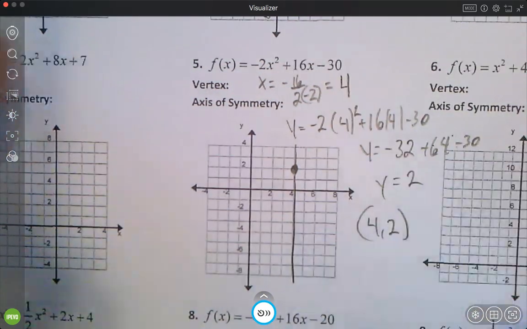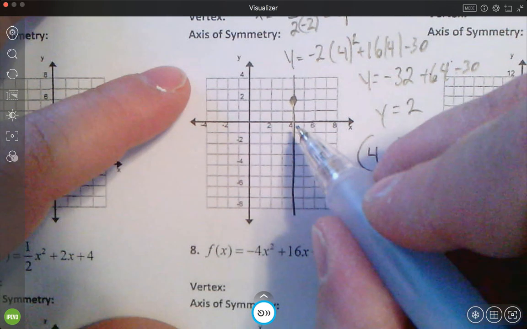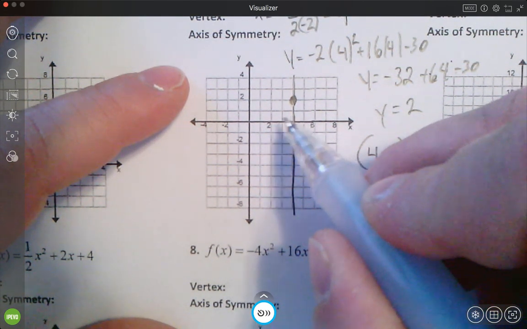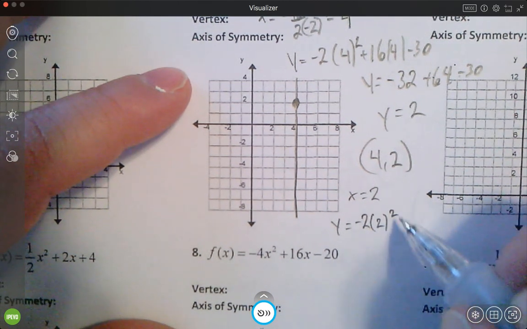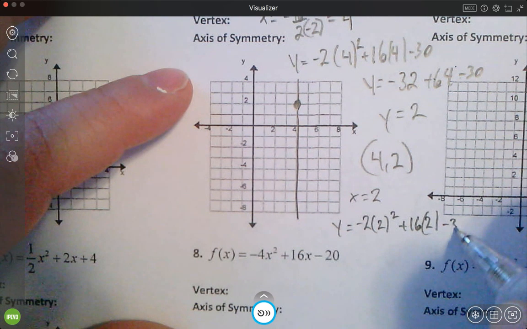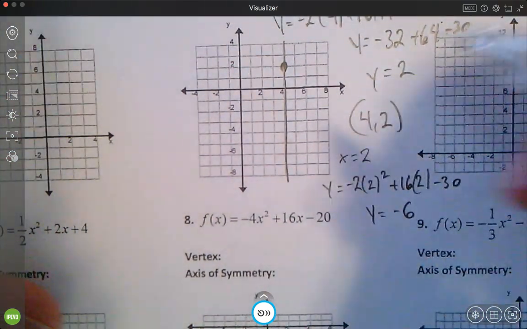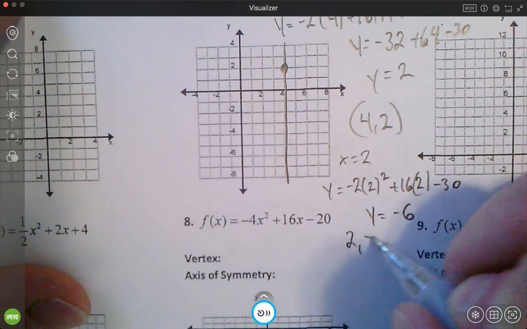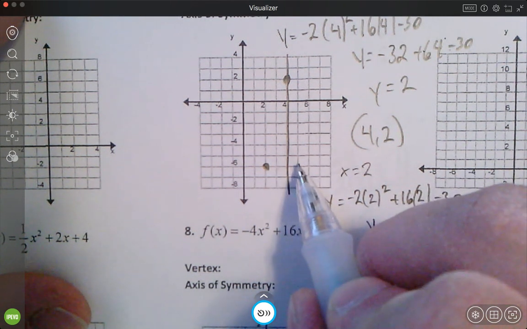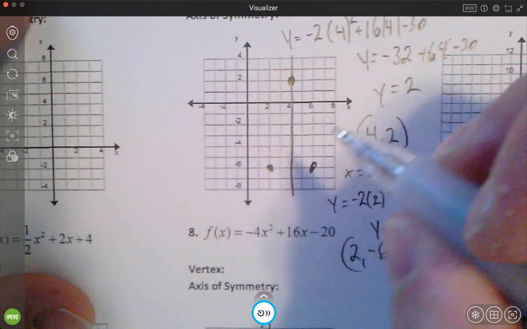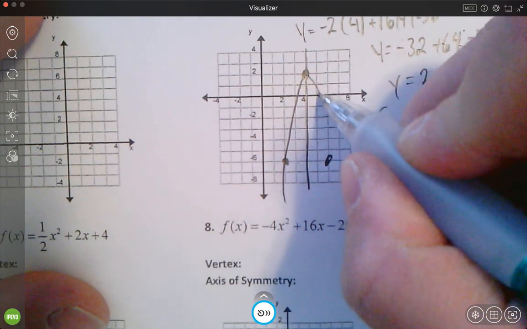Now I'm just going to try 1 point, which should do it. Let's see what it looks like when x equals 2. So I'm going to put x equals 2 into the equation. So when x equals 2, y equals negative 2 times 2 squared plus 16 times 2 minus 30. And that comes out to negative 6. So now when I graph that, that's the coordinate 2 comma negative 6, which is here. So now I can go over 1, 2, 1, 2, and put another dot there. If I wanted to, I could put in x equals 3 and probably get another dot. But just for time's sake, I'm going to make my parabola like that.